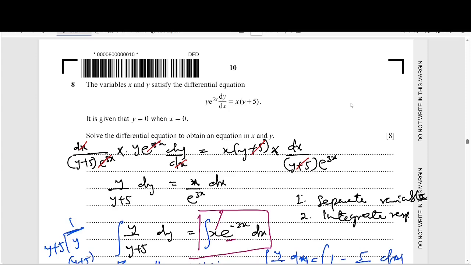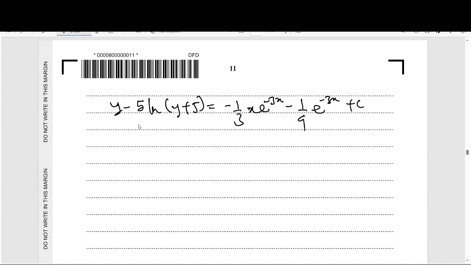Remember, the question gave us the information that when x is 0, y is 0, and the reason why that was given was to help us find the value of the c over here.